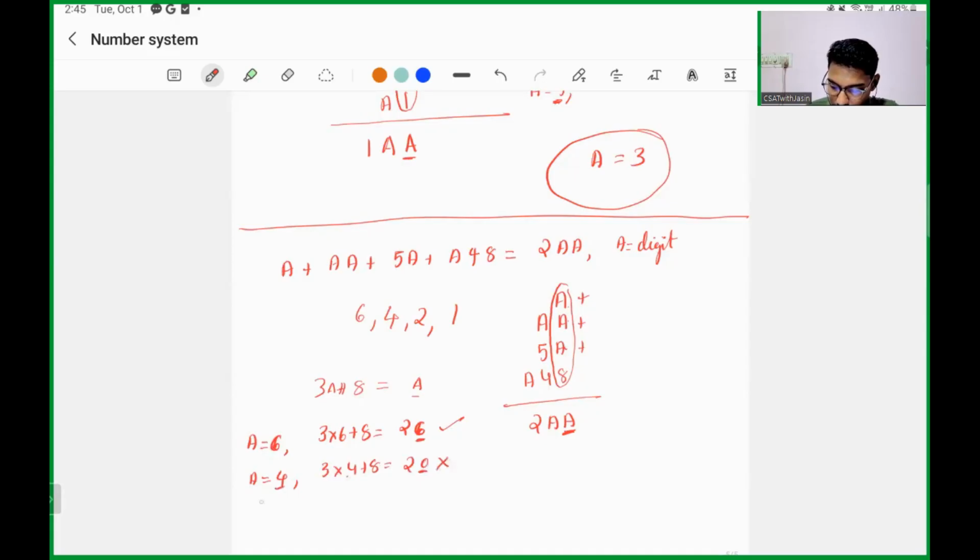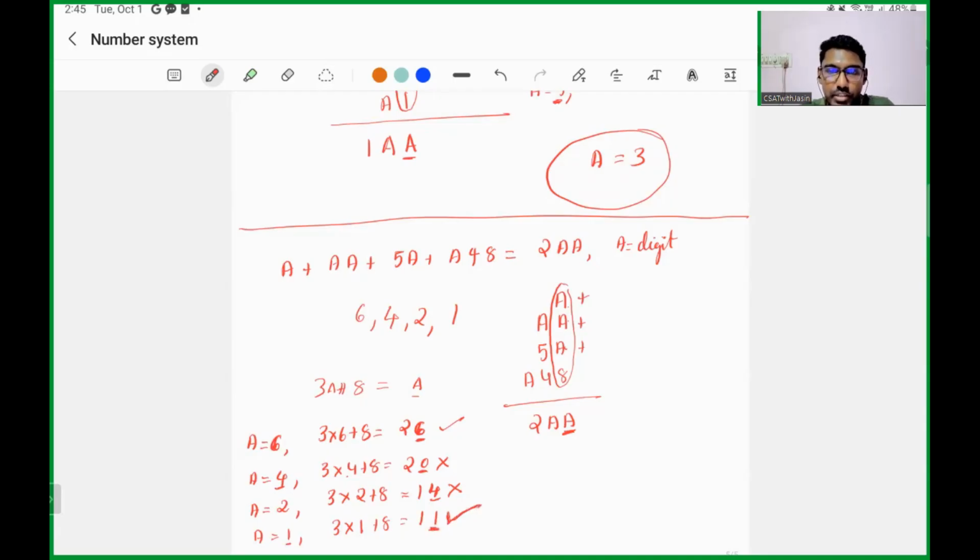So this is wrong. Now if you are giving A is equal to 2, it is 3 into 2 plus 8. 3 into 2 is 6, plus 8 is 14. So here in the unit digit you are getting 4, not 2. So this is also wrong. Now if you are putting A is equal to 1, you are getting 3 into 1 plus 8. 3 into 1 is 3. 3 plus 8 is 11. So here also you are getting A itself.